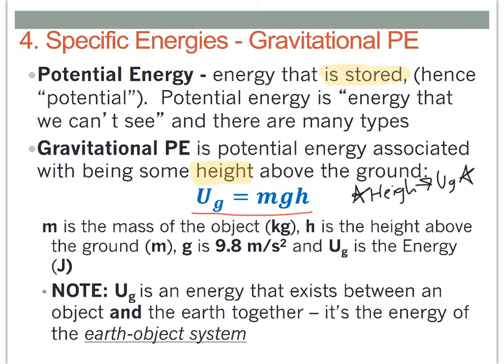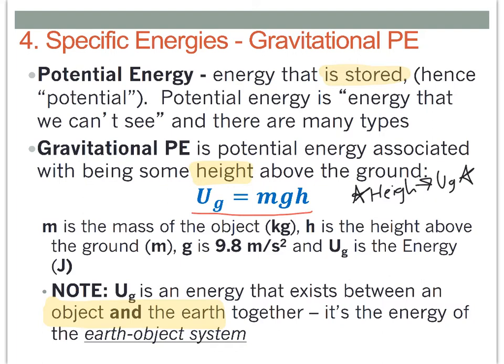One quick note here that seems like a little bit of a subnote, but it is something that the AP exam actually emphasizes a lot for whatever reason, and that is that gravitational potential energy is an energy that exists between an object and the Earth. Okay, technically an object by itself cannot have gravitational potential energy because that energy wouldn't exist without the Earth.